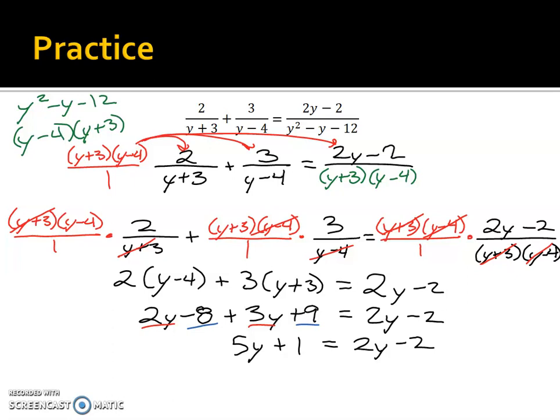I could subtract 2y from over here, which means I have to do it over here as well. I could subtract 1 from over here, which means I need to subtract 1 from here. And I end up with 3y equals negative 3. Divide both sides by 3, and I get that y equals negative 1. So again, y equals negative 1 is my answer.